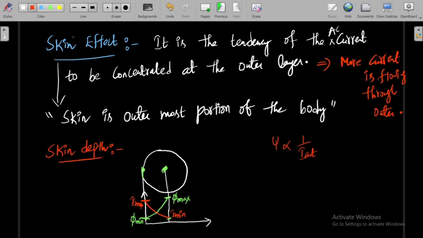Now what is skin depth? Skin depth is nothing but the depth up to which the current value reduces to a value equal to 1 by E times I max. So this is I max by E, and what is this? This is actually I minimum. Okay, so this is the center.